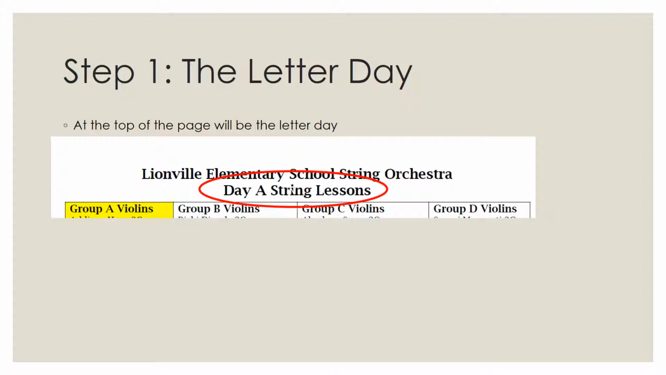The first thing I want you to notice is the cycle day your child will have their lesson each week. Lessons occur once per cycle, just like art, music, library, iDesign, and PE, and they occur on a specific letter day. For example, Lionville students can have lessons on either day A, day B, or day C, depending on what it says at the top of the schedule. Euclid Hills students can have lessons on day E or day F, depending on what it says at the top of the schedule.